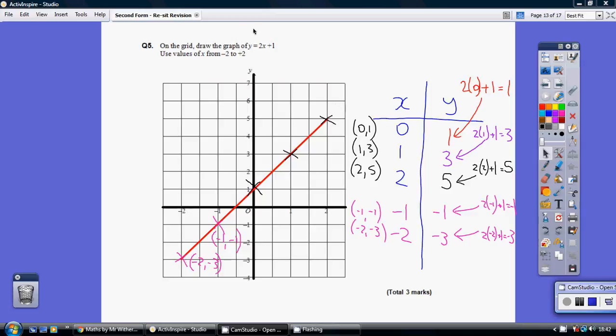So as I said, my tip to you is don't worry about trying to work out the minuses, because they're quite easy to go wrong with. Stick to the positives and extend your line into the negatives.